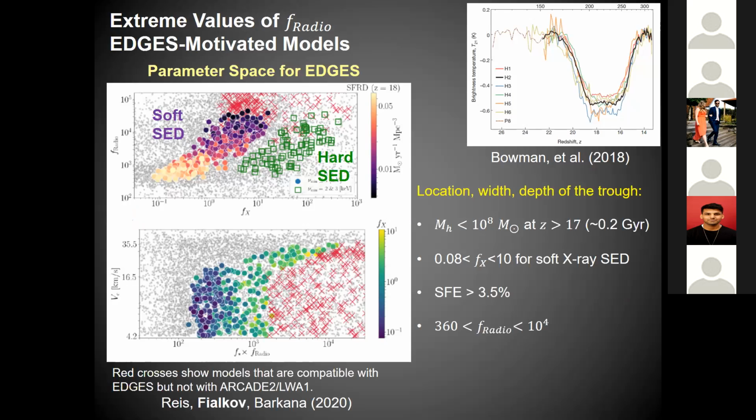And these two panels on the left show the value of f_radio versus X-ray heating efficiency, and also minimum mass of star forming halos versus total radio production efficiency. And we see that the models that could explain EDGES have very small halo masses below 10 to the 8 at redshift 17. They have low X-ray efficiency, which is needed to have deep absorption features.